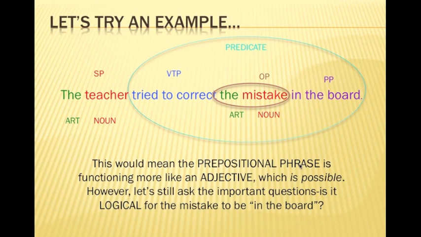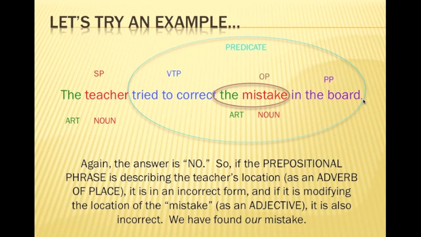So this would mean that the prepositional phrase is functioning more like an adjective, which, believe it or not, is possible. So in other words, we're talking about a mistake that is somewhere around the board. Not that the teacher corrected it in the board, but that the mistake is located here. So of course now the next question is, is it logical for a mistake to be in the board?